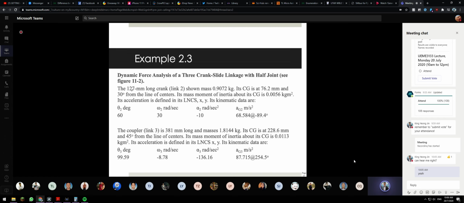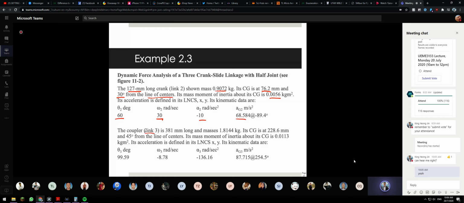So we have all these parameters here: crank length, or sometimes we call it link length. Link length is 127 for link 2. Then we have the mass and center of gravity. There's an angle given, which means the center of gravity does not sit on the line center. We call it the line center. And then the mass moment of inertia is also given. So all the parameters are given here.